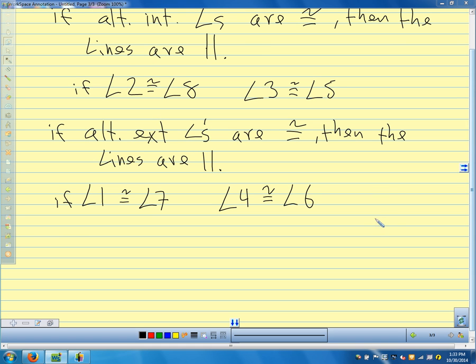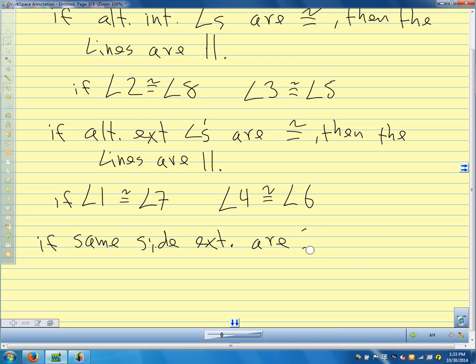And there's one that they left off the graphic organizer, so we could add it in if we want. We used consecutive interior angles. We also talked on the other side about consecutive or same side exterior angles. So you might want to add this: if same side exterior angles are supplementary, then the lines are parallel.